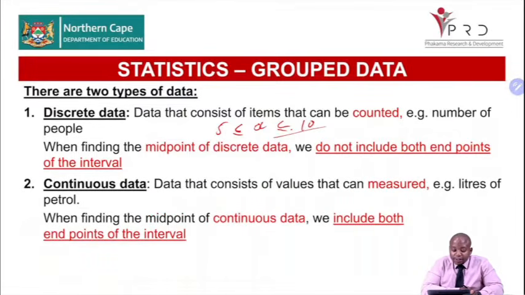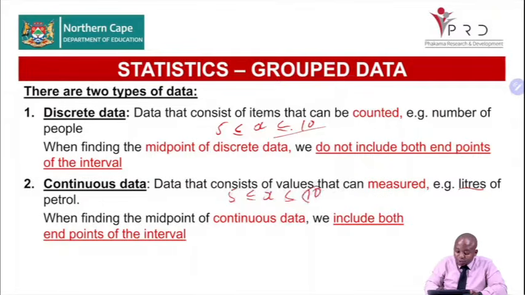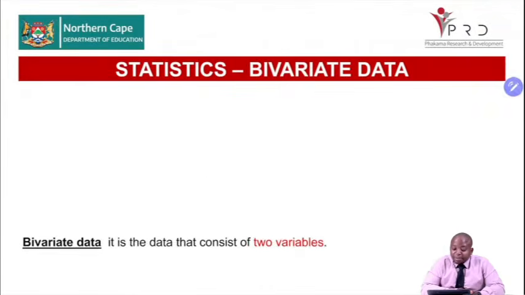Continuous data is data that can be measured. For example, liters of petrol. To measure petrol, I will say I have 5 liters of petrol. I can't say I have 5 petrols, so it wouldn't make sense. So this is continuous data. It must have a certain scale or measure to say I have 5 liters of petrol. When finding the midpoint of continuous data, we include both the endpoints of our interval. So we include the 5 and the 10, then we find the middle value between the 2.